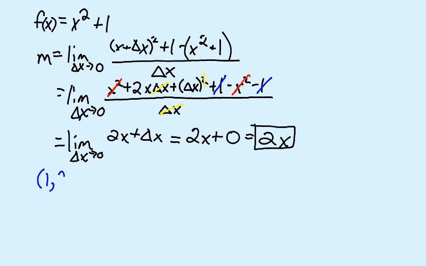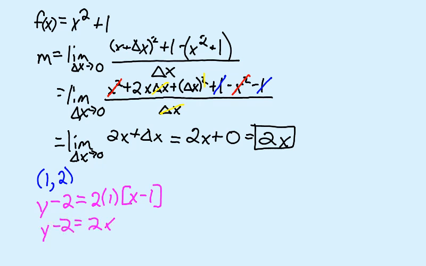Now let's say that we are going to use an example point of (1, 2) from the function. So I have y minus 2, because that's our y value, equals 2 times 1 times x minus 1. So that gives me y is equal to 2x minus 2 plus 2. My 2's cancel out, and I'm left with y is equal to 2x.